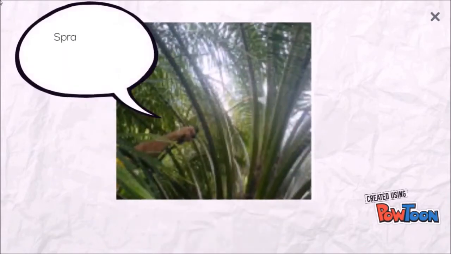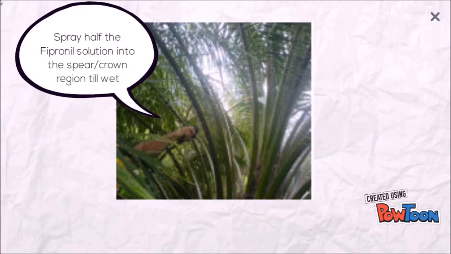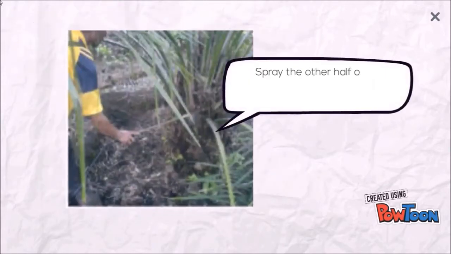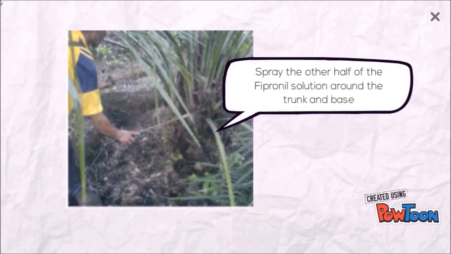Spray procedure. Spray half the fipronil solution into the spear or crown region till wet. Spray the other half of the fipronil solution around the trunk and base of the infested palm.